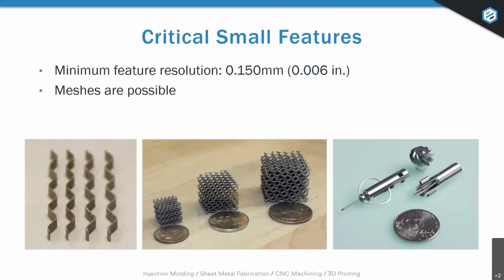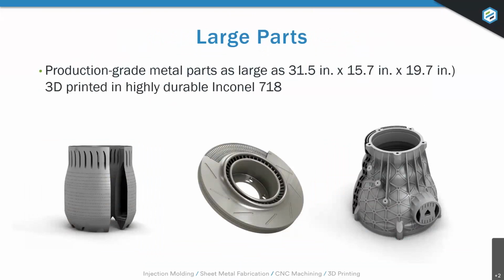In DMLS, we can produce features as small as 6 thousandths of an inch in high resolution. Meshes are also possible when designed properly, which are shown in the middle picture. We can produce large parts in DMLS. We recently obtained a new printer that can produce metal parts as large as 31 inches in length. However, this is only available in the Inconel material.